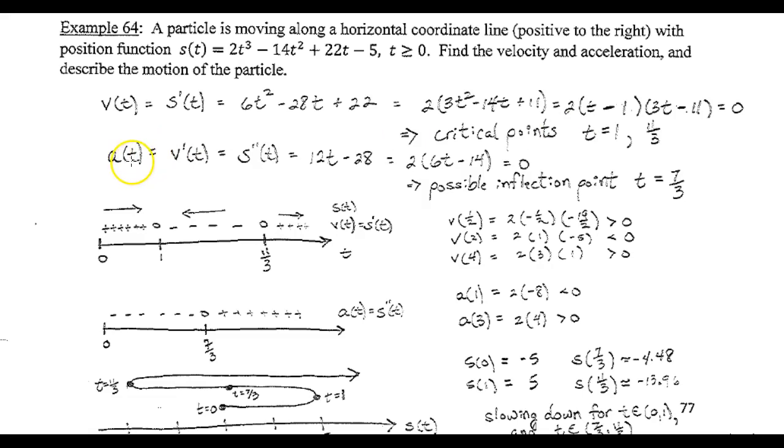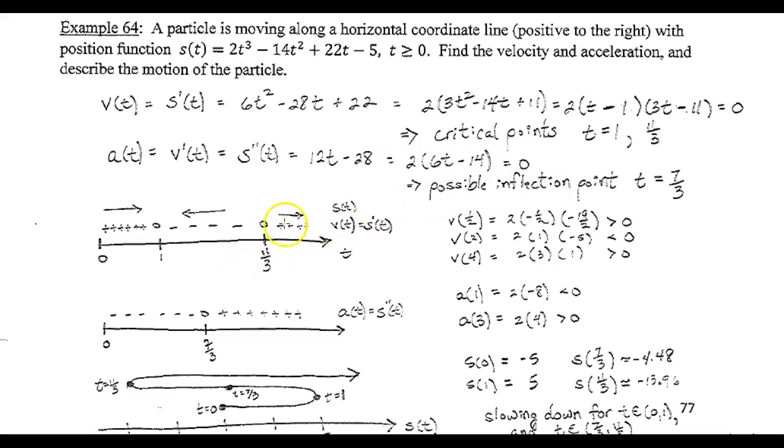And then recall that acceleration is the first derivative of velocity or the second derivative of position. So acceleration in this case would be 12t minus 28. If I set that equal to 0, I see that I have what's called a possible inflection point at t equals 7/3. Solve this for 0: 6t minus 14 equals 0, I get t equals 7/3. That's a possible inflection point because that's where the second derivative, or in this case acceleration, is equal to 0. Okay, so now let's go through and describe the motion.